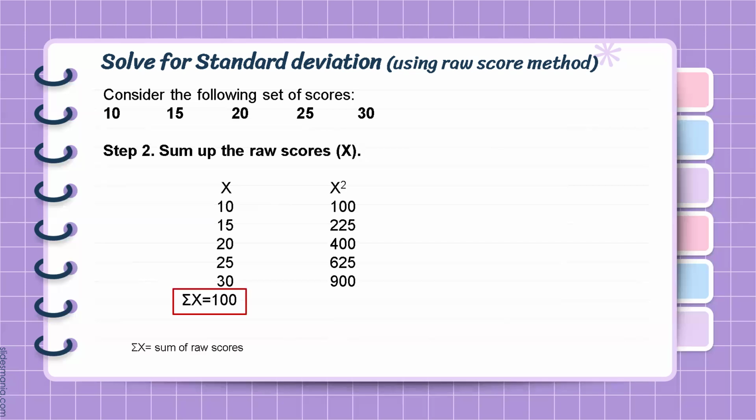Step 2, sum up the raw scores. So 10 plus 15 plus 20 plus 25 plus 30 is equal to 100. So the sum of our raw scores is 100.